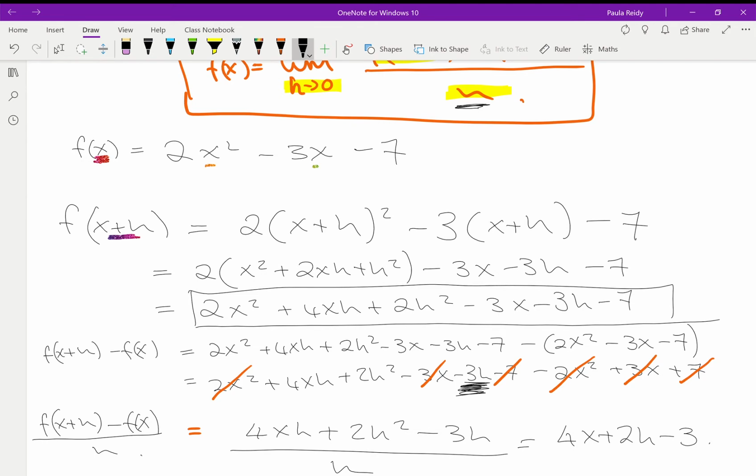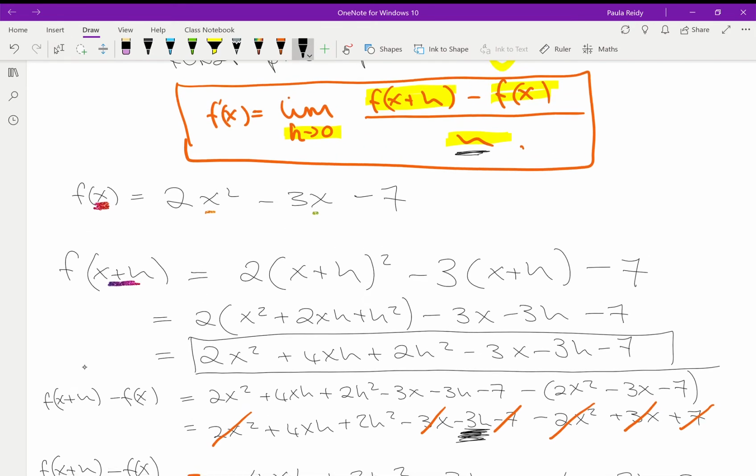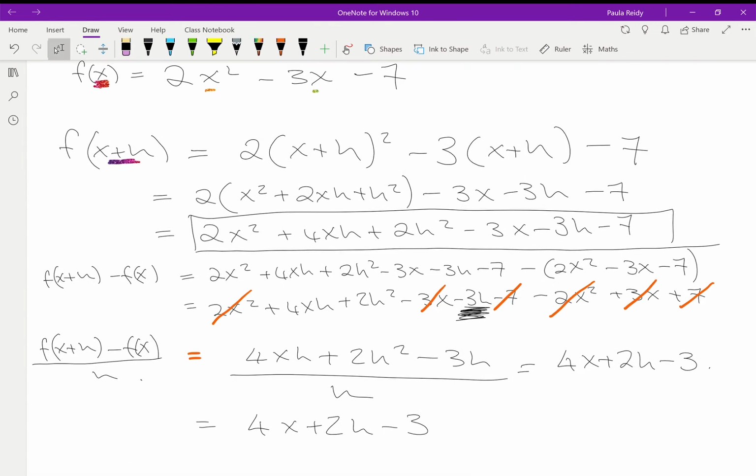Now that's going in for this portion of the formula here, but we now have to do minus f(x) from that. So we minus f(x) next. All right, so here we have the f(x plus h) from here to here. And now we've got minus the original f(x), which was 2x squared minus 3x minus 7. Carry that down to the next line.